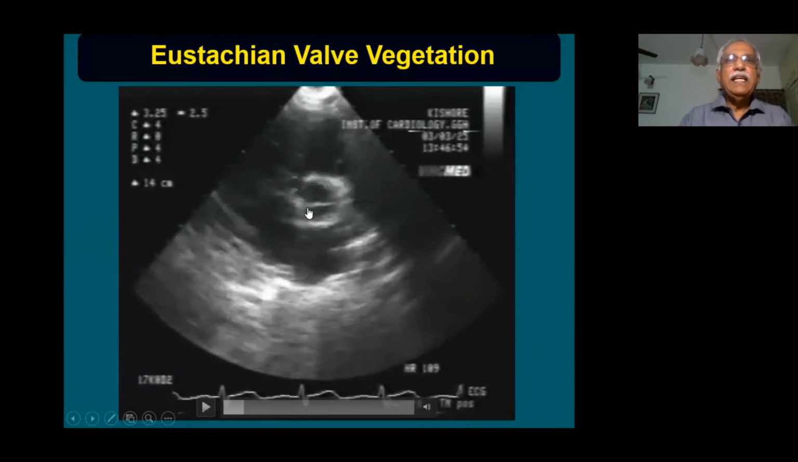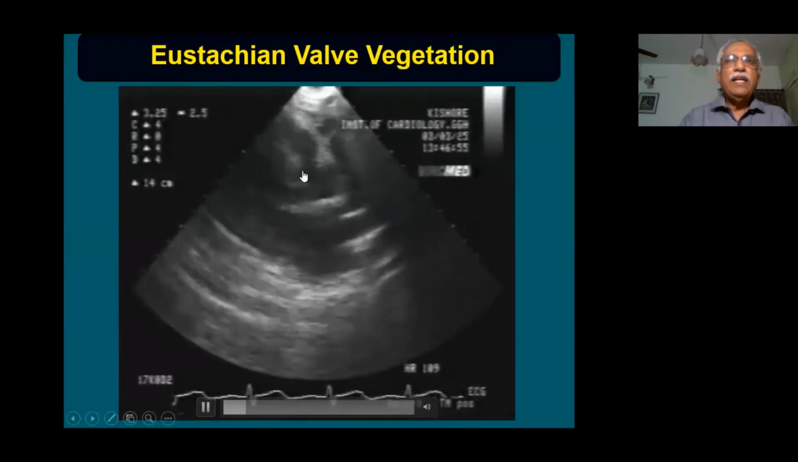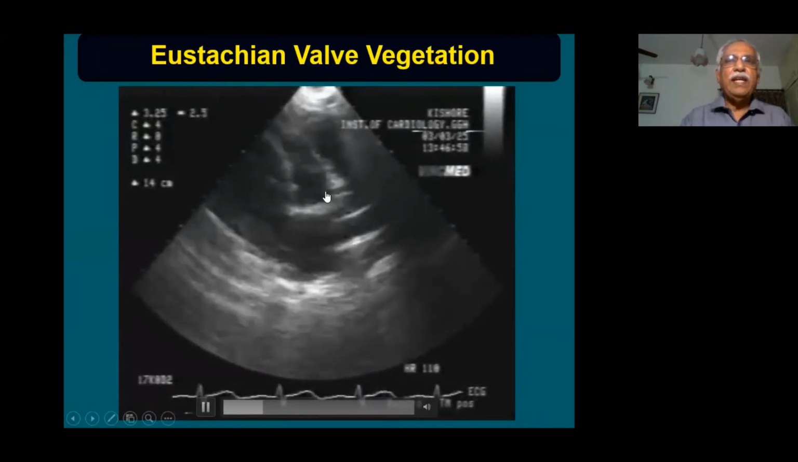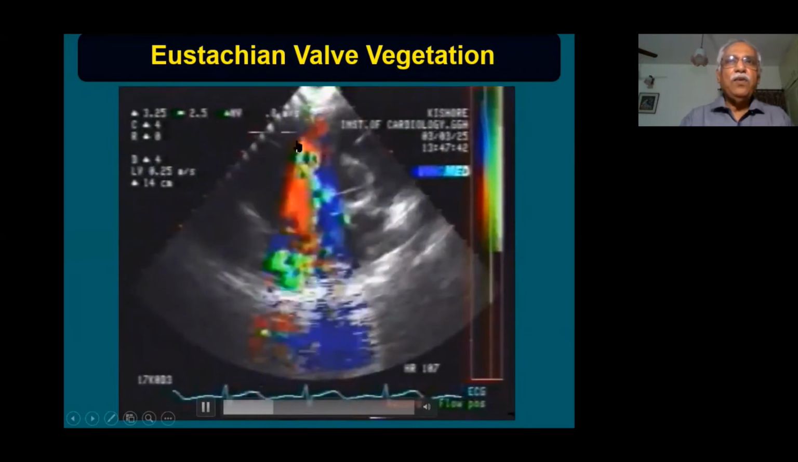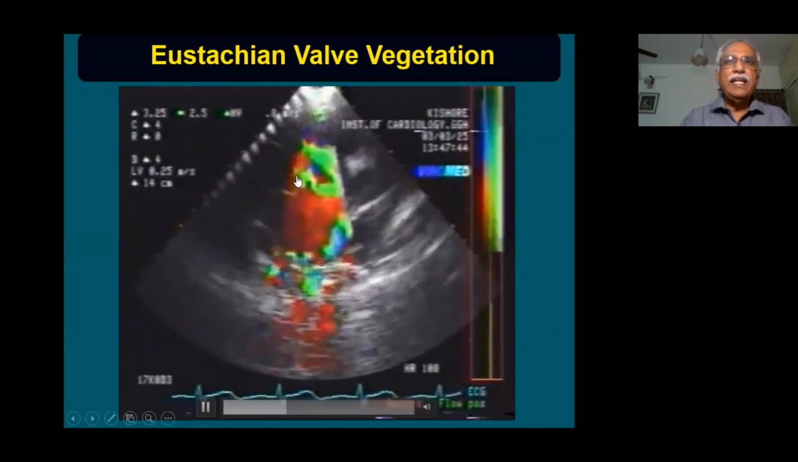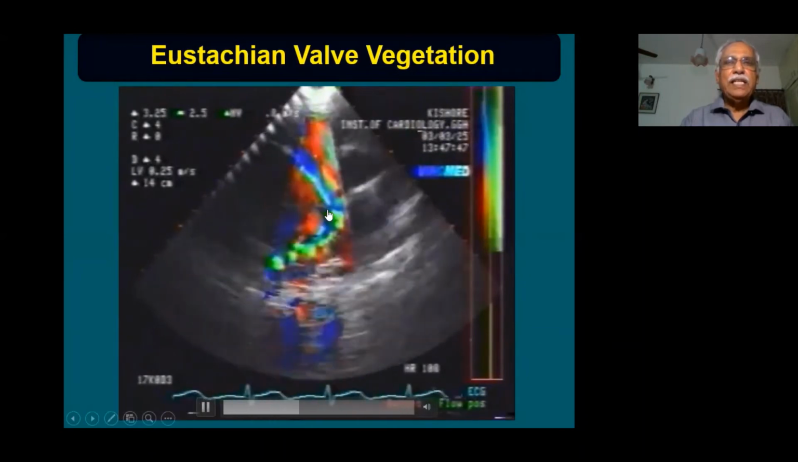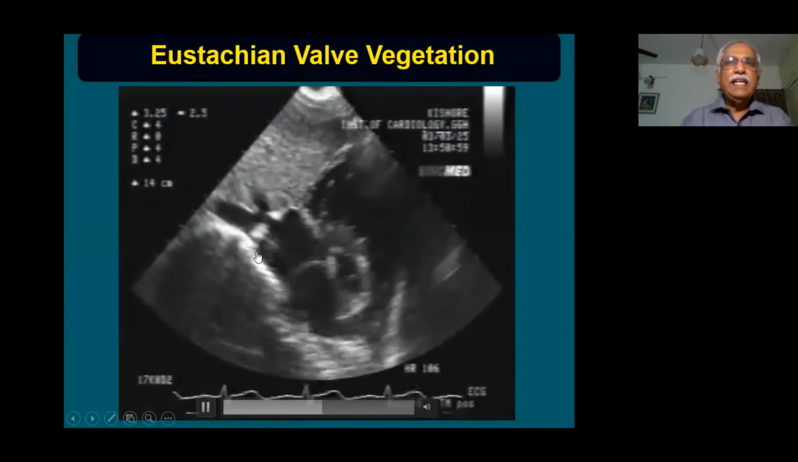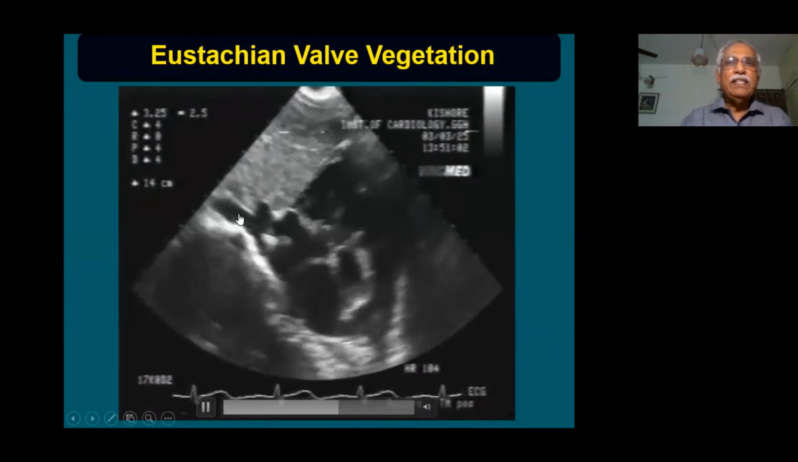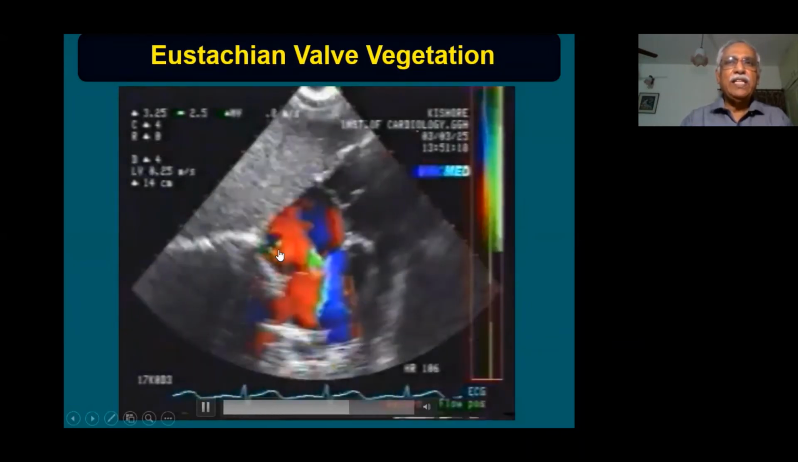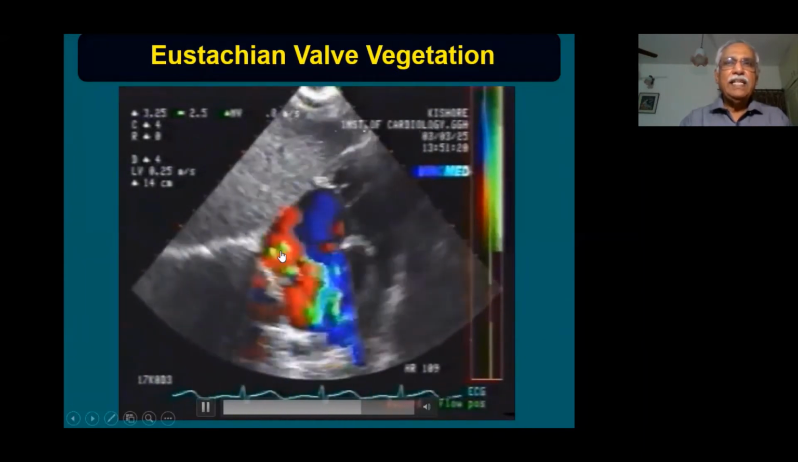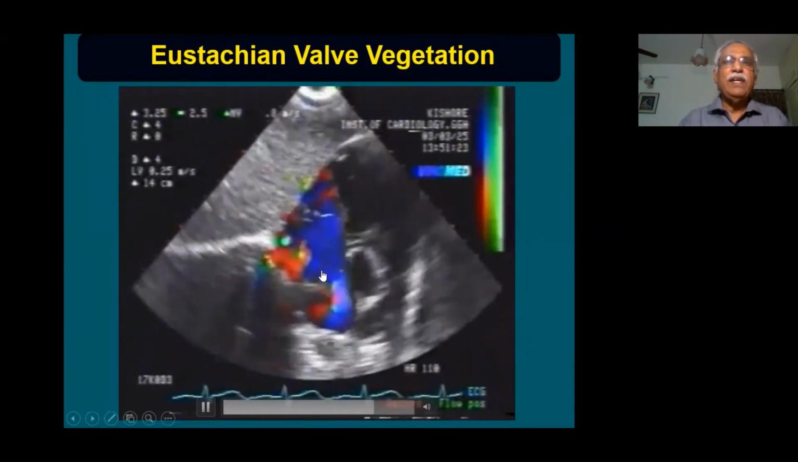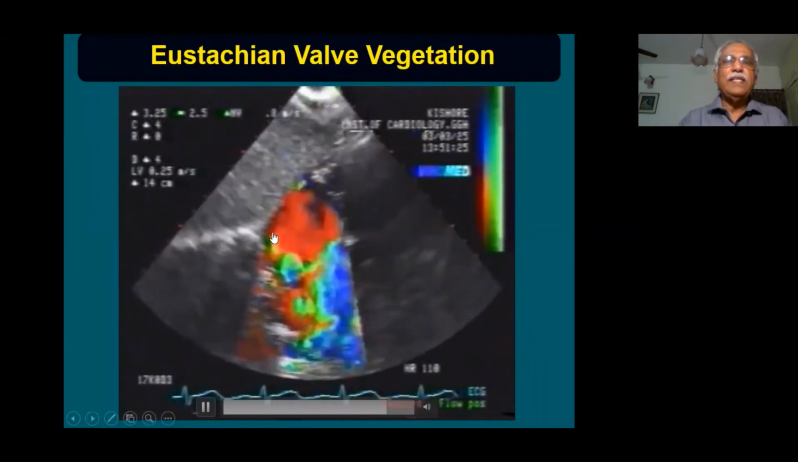Here, this is the aorta, and you can see the right coronary artery coming off from the aorta. The right coronary artery is markedly dilated. The left coronary artery is normal. You can see a flow going through the dilated coronary artery, coming posteriorly along the interatrial septum and entering the right atrium. It hits against the eustachian valve. This is the inferior vena cava. This is the eustachian valve. You can see that the jet is falling over the eustachian valve, and it has produced vegetation over the eustachian valve.